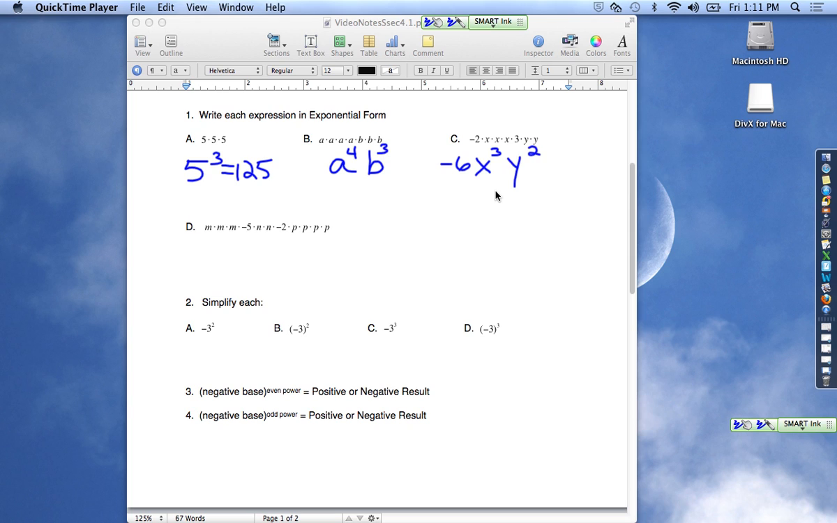In part D, -5 times -2 is 10. That's your coefficient. A base variable of m multiplied by itself 3 times, or as a factor 3 times, is a cube. Base variable n appearing twice as a factor, so it's a square. And a base variable p appearing as a factor 4 times, so it takes the 4th power.